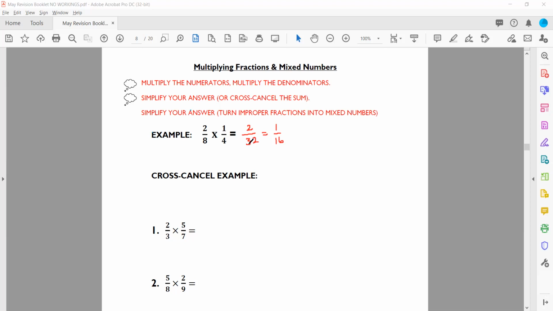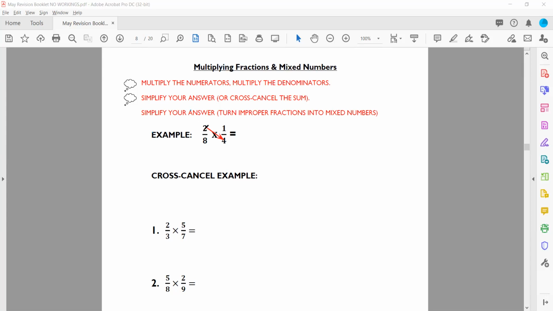Now, if you're feeling more confident, to save you having to simplify at the end, you can actually cross cancel when multiplying fractions. Okay, so we'll have a look at that. I'll just clear this off a second. Cross cancelling means you look on the diagonal. So here we would look at 2 and 4. Now 2 and 4 can both be divided by 2.